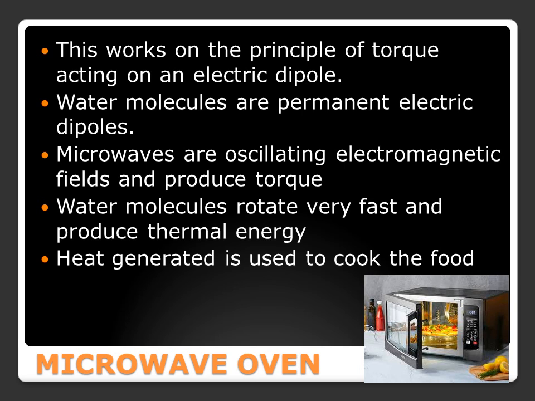The microwaves emanating from the microwave oven are oscillating electromagnetic fields, and they produce a torque. The water molecules rotate very fast and produce thermal energy. This thermal energy is nothing but heat, and it is generated and used to cook the food. This is the principle of the microwave oven.